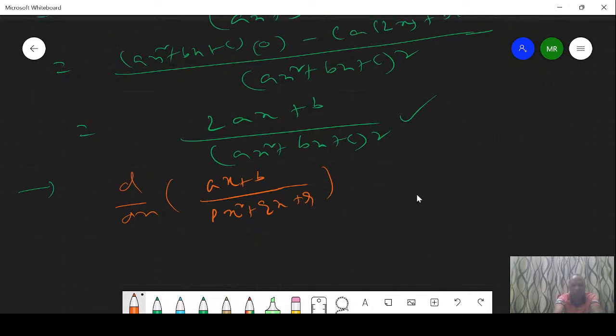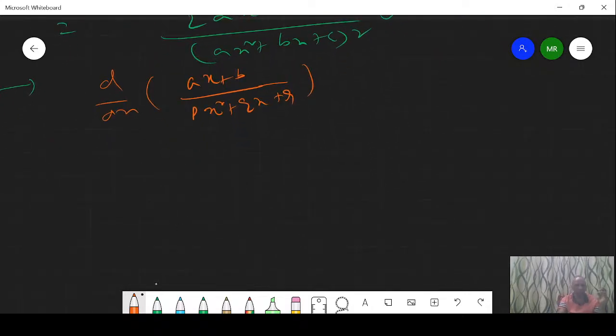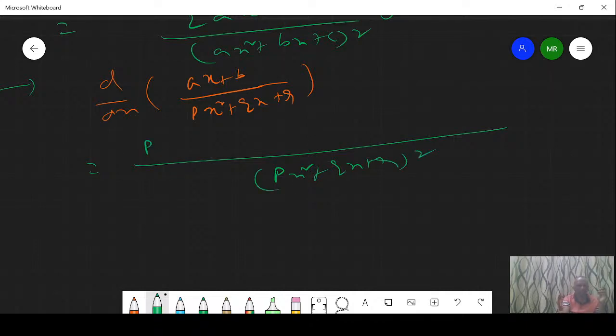Here also do the quotient rule. So we should do the quotient rule. I can write (px square plus qx plus r) whole square in the denominator. Then (px square plus qx plus r) into d by dx of (ax plus b), minus (ax plus b) into d by dx of (px square plus qx plus r). I am using the quotient rule: v square, v into derivative of u minus u into derivative of v.